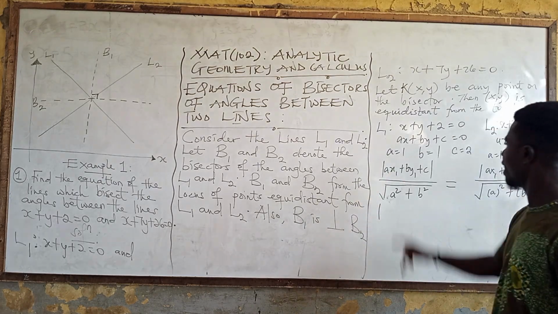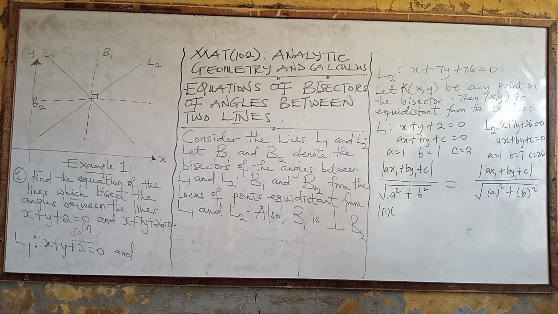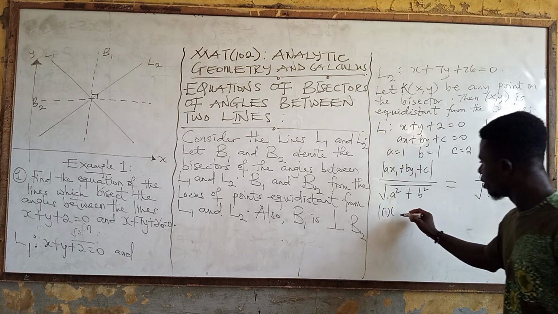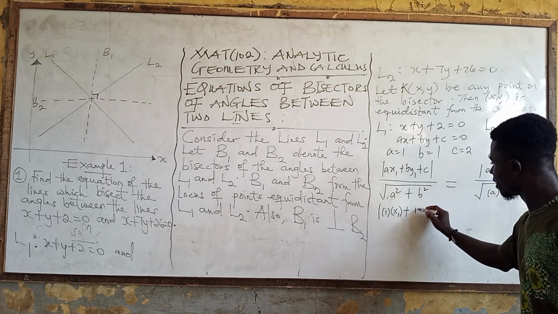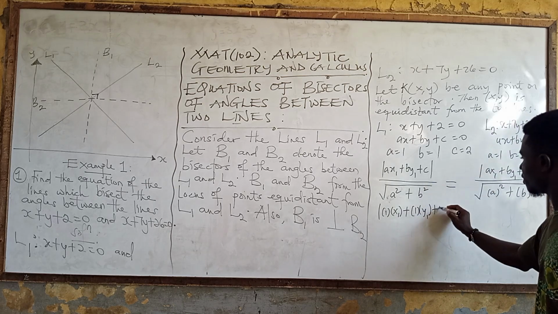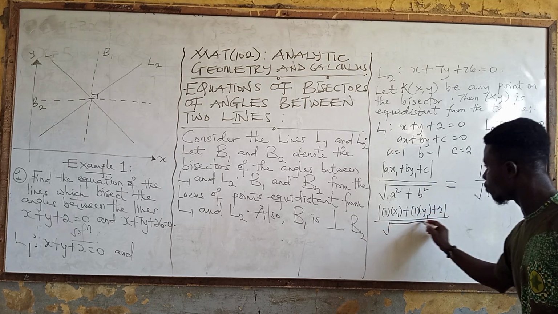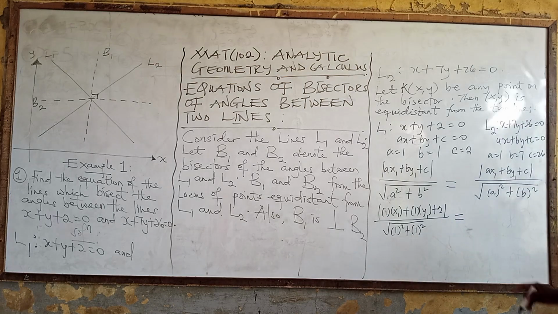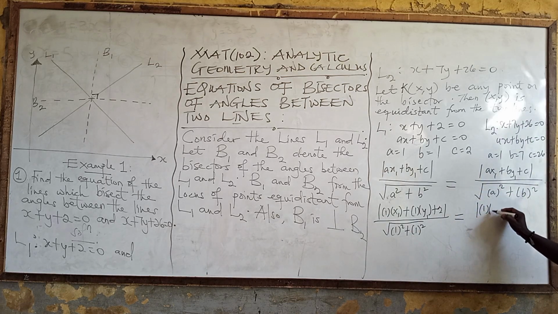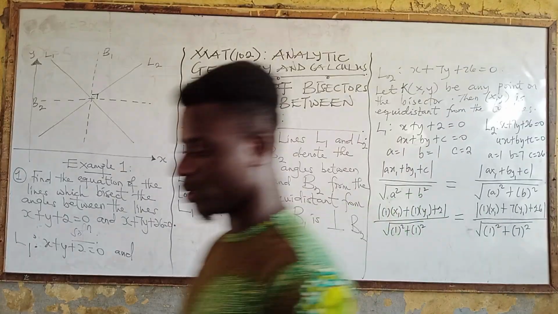So my absolute of a, my a is 1, times x1, which is x, then plus my b, which is 1, times y1, plus my c, which is 2, all divided by the square root of 1 squared plus 1 squared, which must be equal to the absolute of a, which is 1, times x1 plus b, which is 7, times y1 plus c, which is 26, divided by the square root of 1 squared plus 7 squared. So we have this.